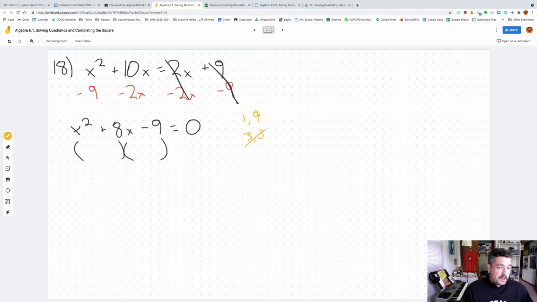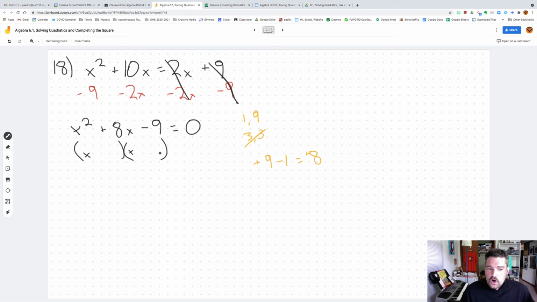But if I have a positive 9 and a negative 1, I can get a positive 8 out of that, right? Positive 9 minus 1 equals positive 8. That's what I want. You know the beginning ones: x and x, always, x squared. Reverse FOIL is just going to be simply x and x.